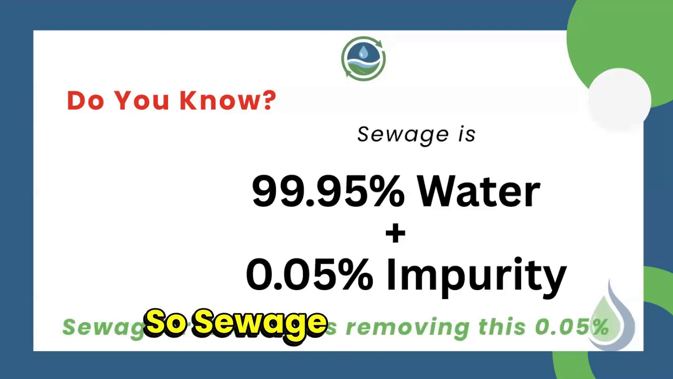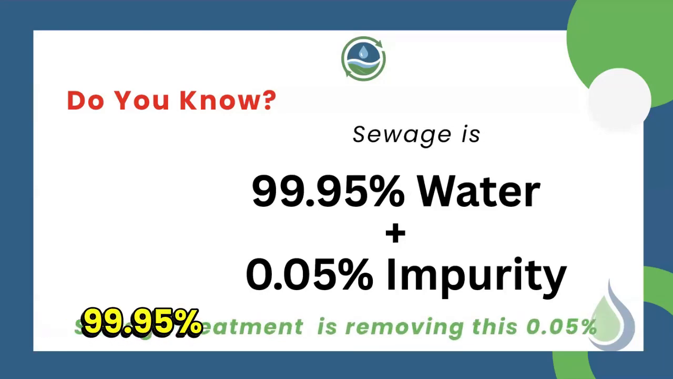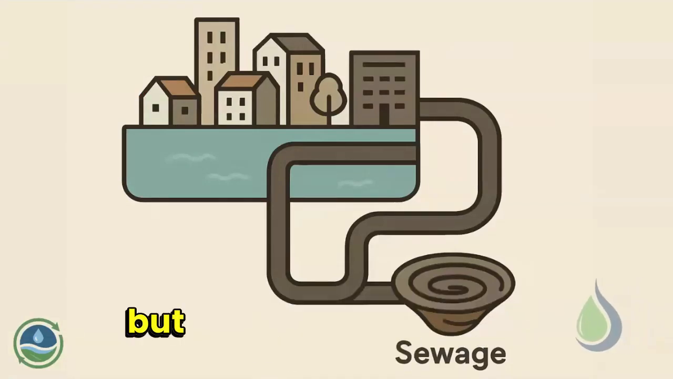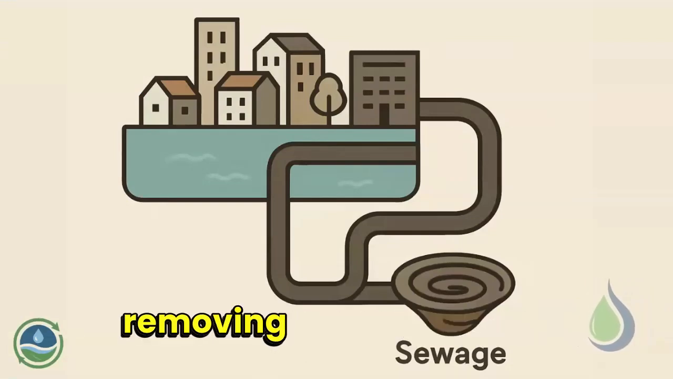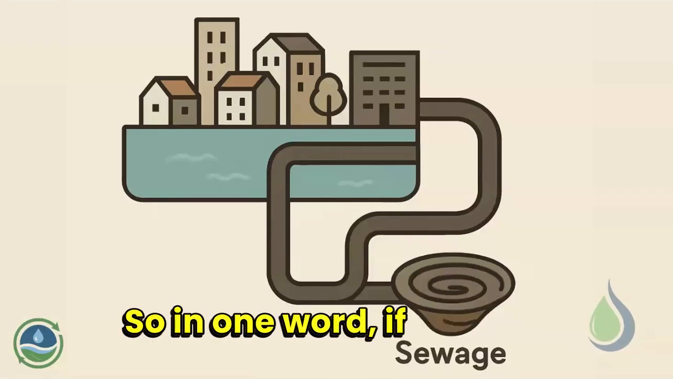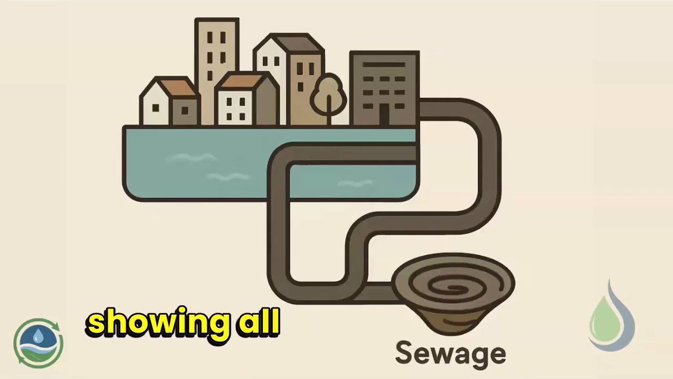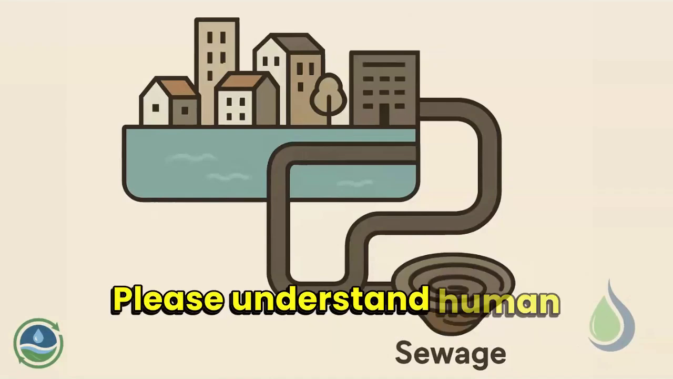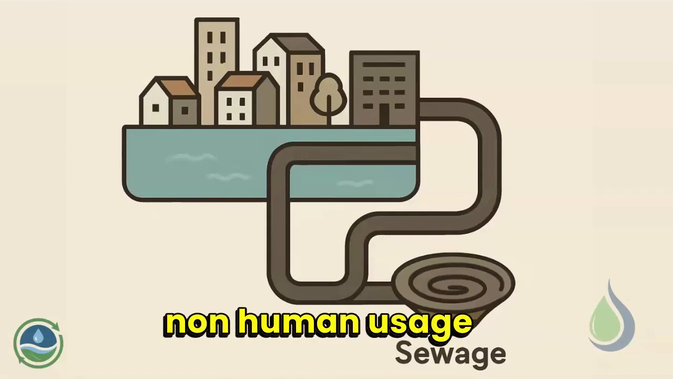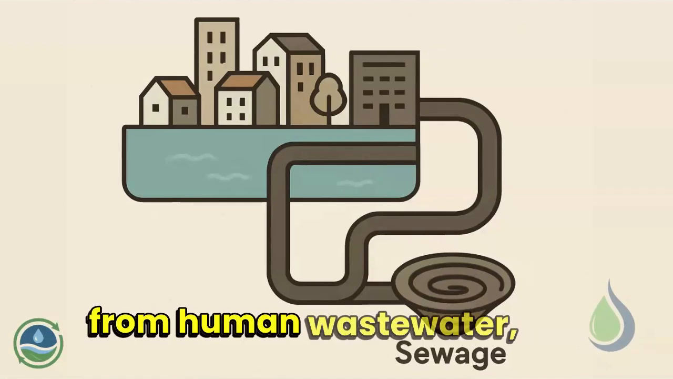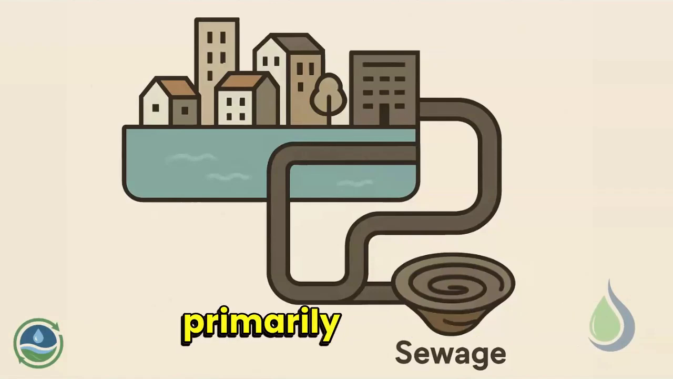All right. So sewage is primarily 99.95% water, 0.05% impurity. And sewage treatment is nothing but removing this 0.05% impurity present in water. So in one word, if you can just see the schematic, it is showing all the water coming from our human usage. Please understand, human usage. Non-human usage is called industrial wastewater, industrial effluent. But if it is coming from human wastewater, it is primarily sewage.